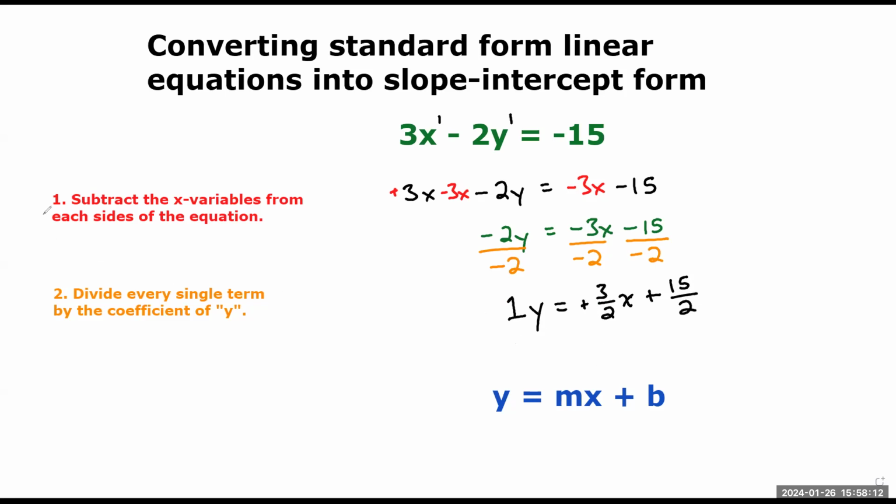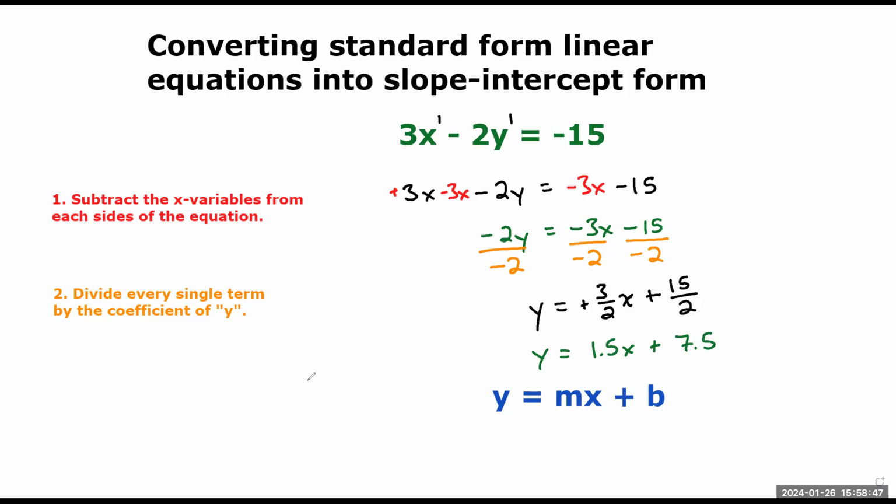So we can take away that invisible number 1 in front of y, and we've got our y variable is equal to 3/2 x plus 15 over 2. And if we want to write that in a different format so we can understand what's going on, we can also say that y is equal to 1.5x plus 7.5. So there we've got it in fraction format and also decimal format.